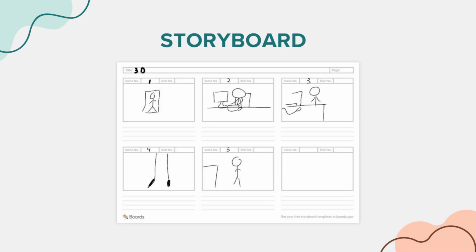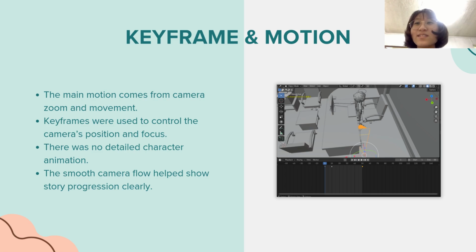Here are keyframes and motion. The main motion comes from camera zoom and movement. Keyframes were used to control the camera's position and focus. There was no detailed character animation. The smooth camera flow helped show the story's progress clearly.